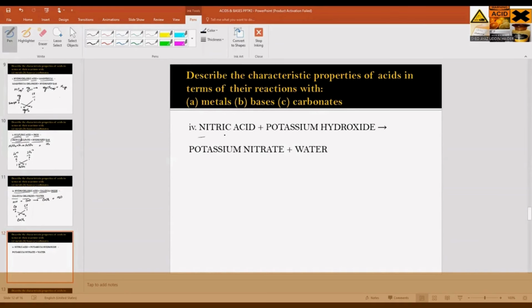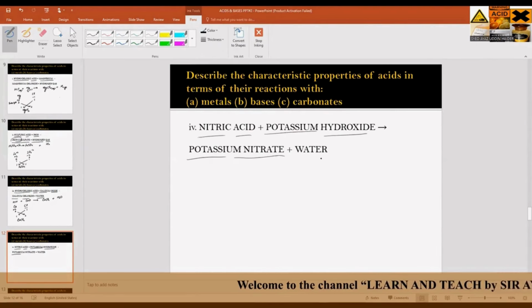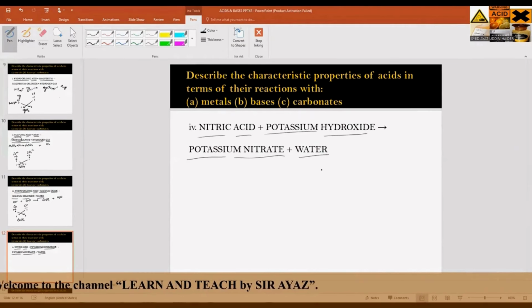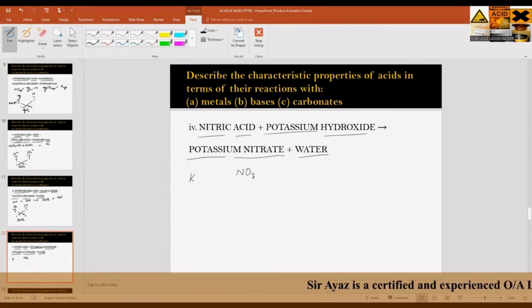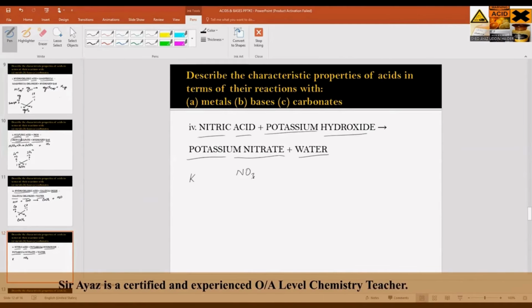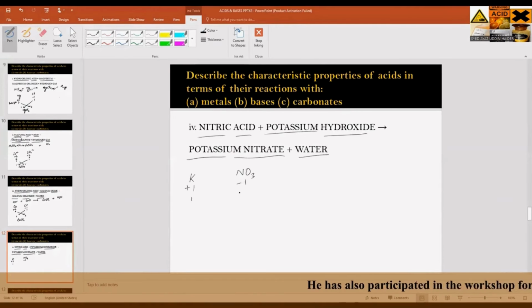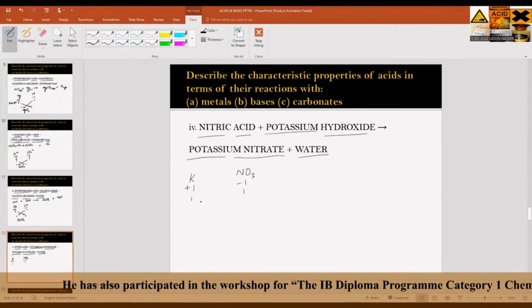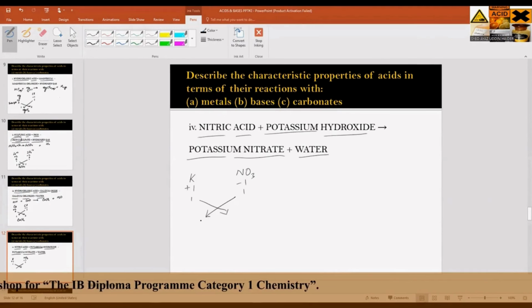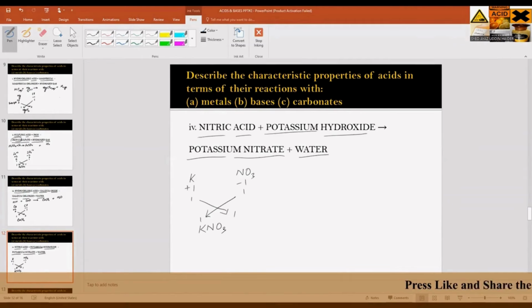This is the reaction between nitric acid and potassium hydroxide. The product is potassium nitrate and water. This time you have to predict the formula between potassium ion, which is K, and nitrate ion, NO3. Potassium belongs to group 1, so it must carry +1 charge. Nitrate carries -1 charge. Ignoring their charges, these subscript numbers will be exchanged, and you will get KNO3 as one of the products.